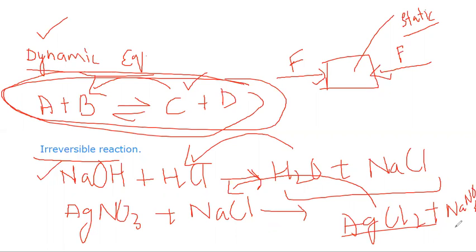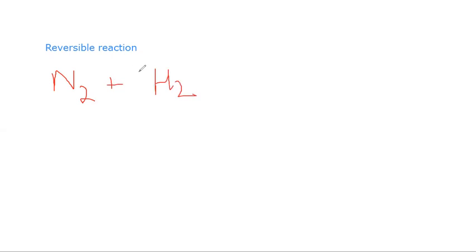Next, let's talk about reversible reactions. What is a reversible reaction? A reversible reaction is basically the opposite of an irreversible reaction. In a reversible reaction, you can move back your products into reactants at normal conditions. See some examples. For example, you are forming ammonia from nitrogen and hydrogen. This is a reversible reaction.